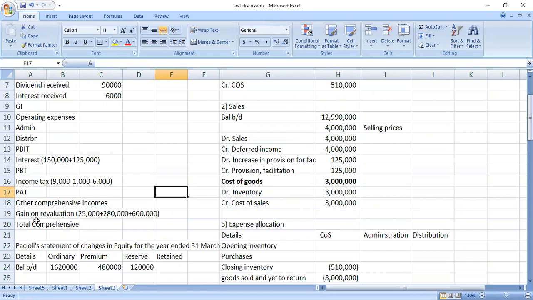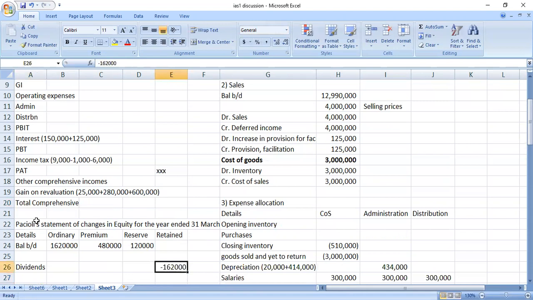Then your profit for the year, this profit here, goes to your changes in equity. The figure here comes to changes in equity under retained earnings. So you say total comprehensive income. The profit for the year comes under retained earnings. Then the gain on revaluation, what you call other comprehensive income, goes under revaluation reserve.